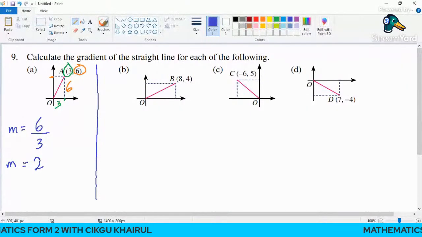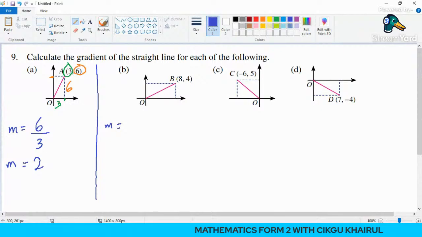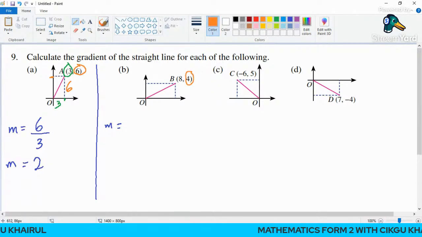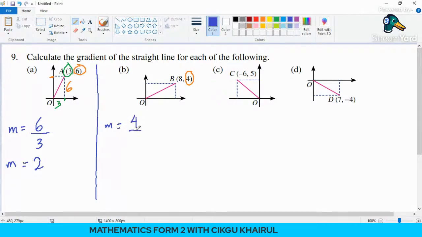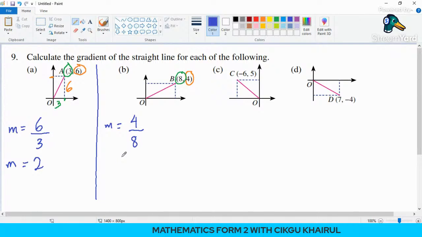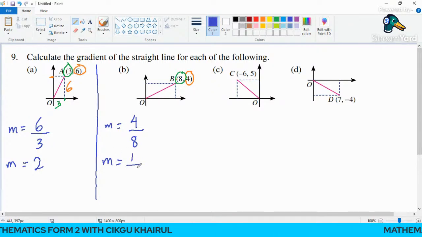Okay, now question B. M equal to, so gradient equal to vertical. Vertical we take from y. So vertical is 4 divide by horizontal. Horizontal is 8. So 4 divide by 8, or 4 over 8. And we can simplify this one. M equal to 4 over 8 equal to 1 over 2.